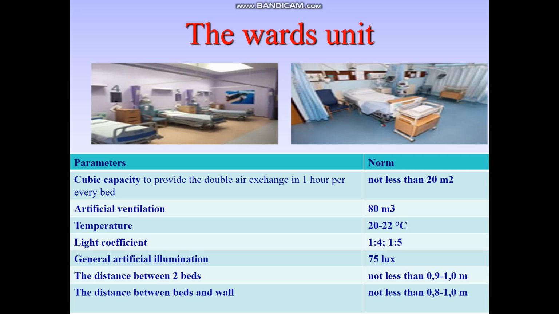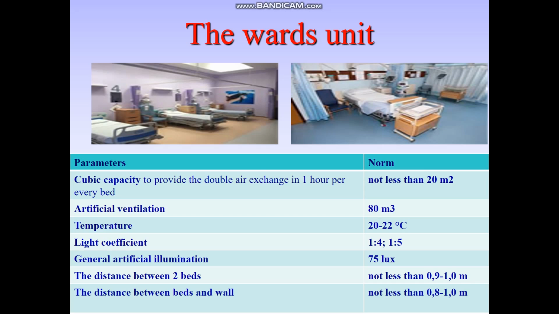The distance between two beds should be not less than 0.91 meter. Also, the distance between bed and external wall or window should be not less than 0.81 meter. Except beds, there are a bedside table, chair, table, wardrobe or coat rack, and sanitary arrangement in the ward.